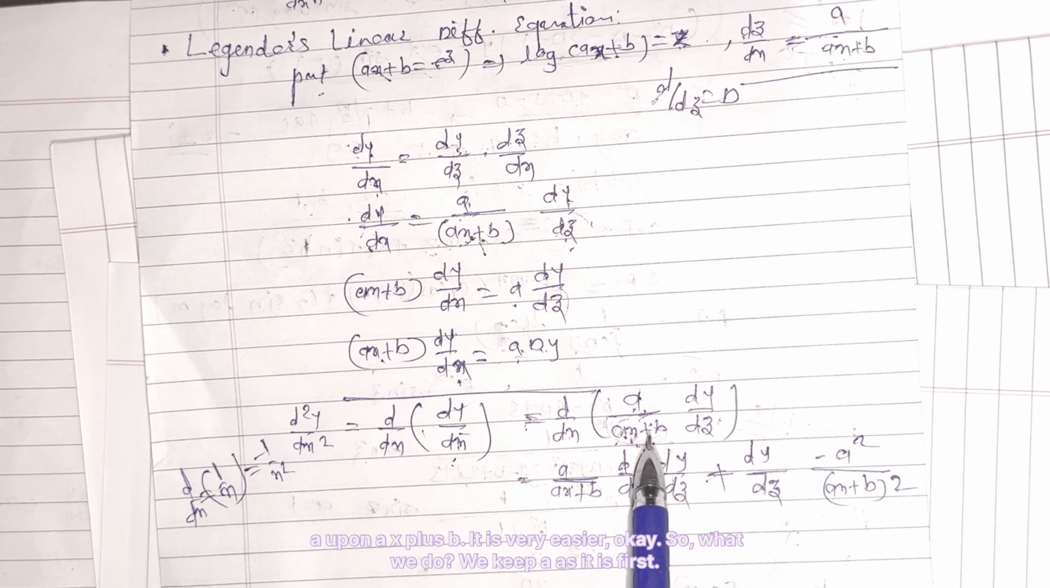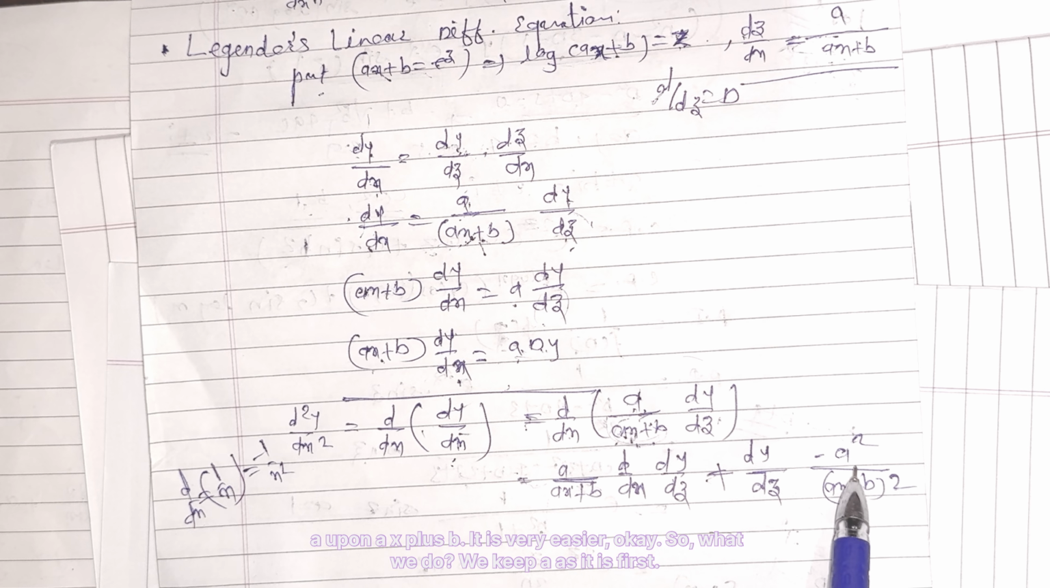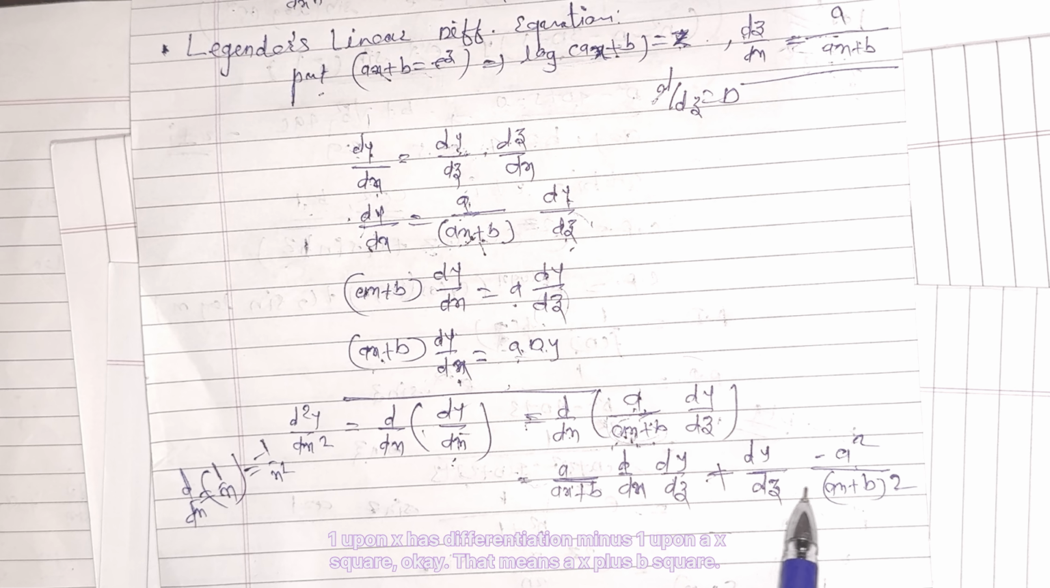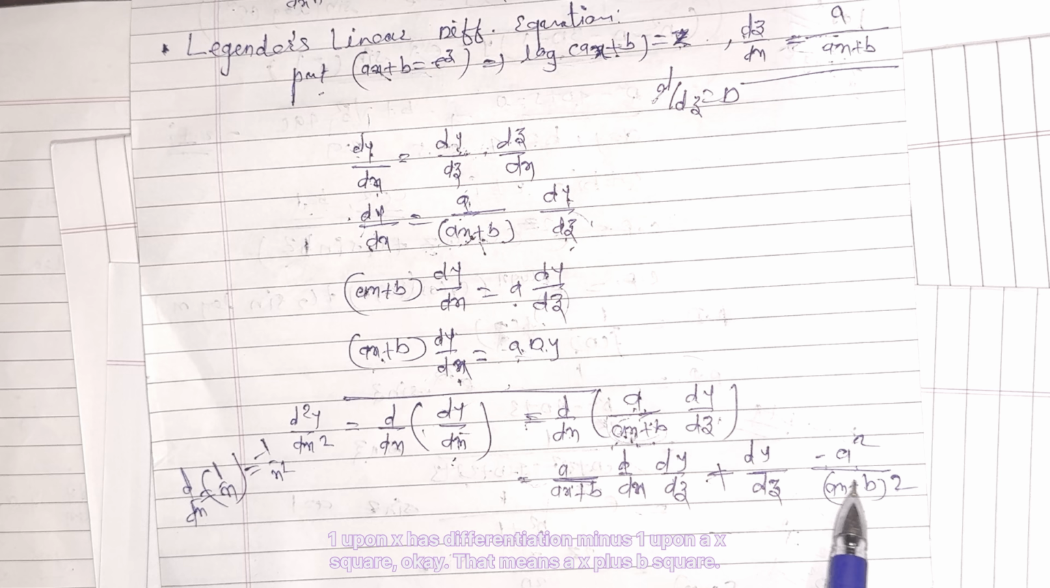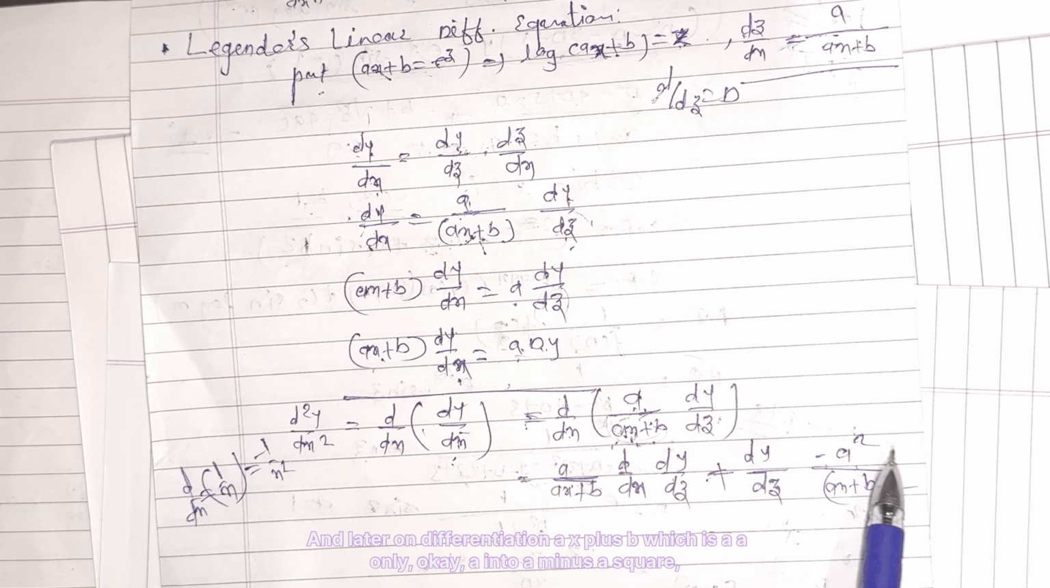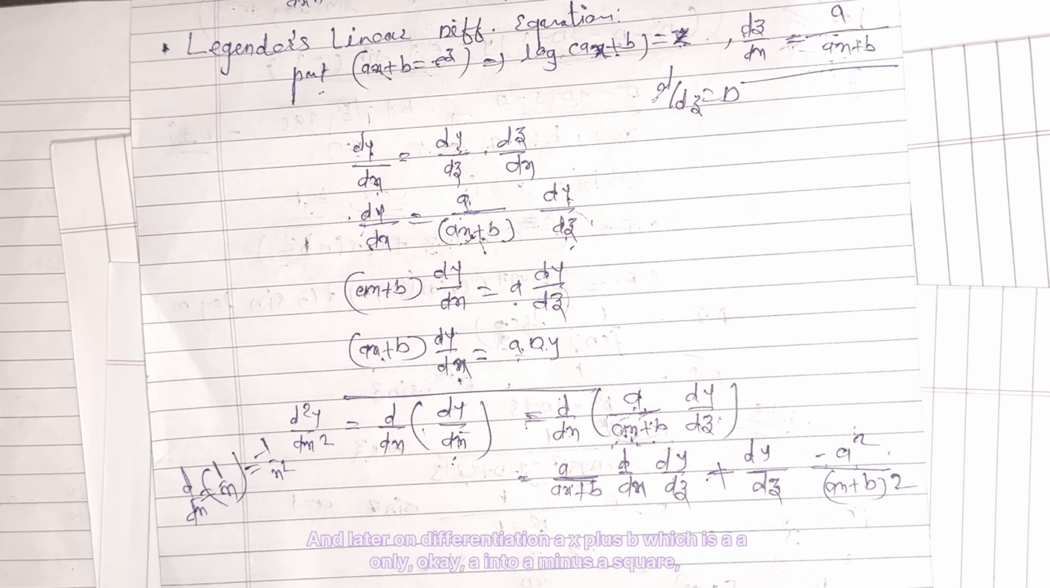It is way easier. We keep a as it is first, then 1 upon ax plus b has differentiation minus 1 upon ax plus b square, and later differentiation of ax plus b, which is a only. So a into a gives minus a square upon ax plus b square. This is the term.